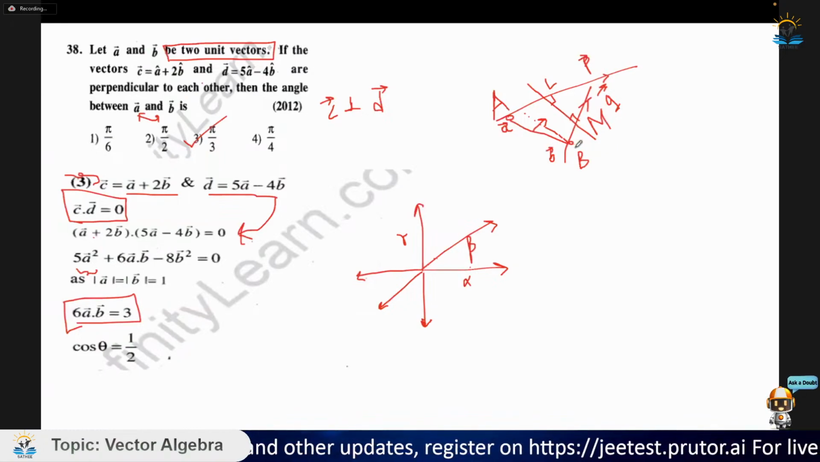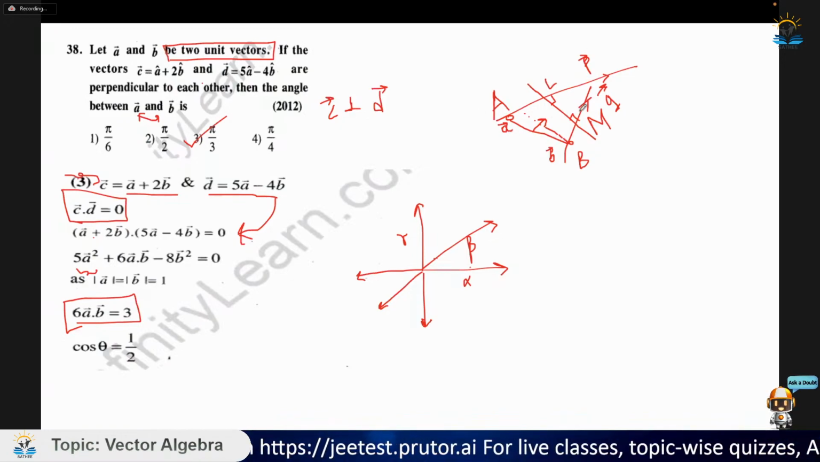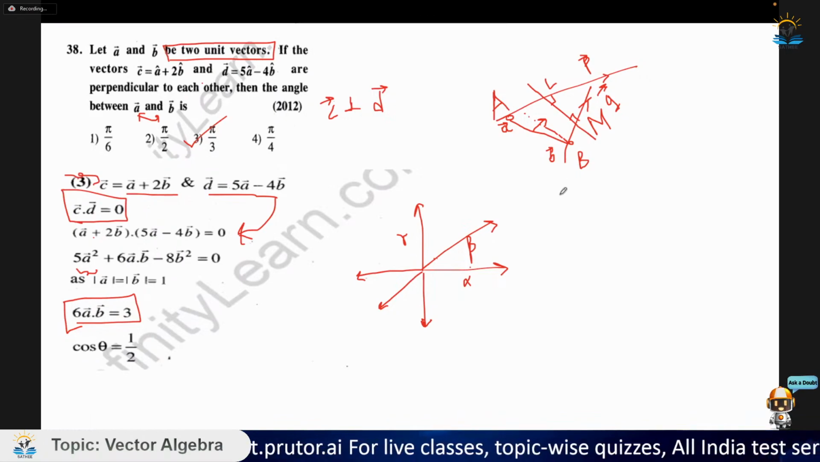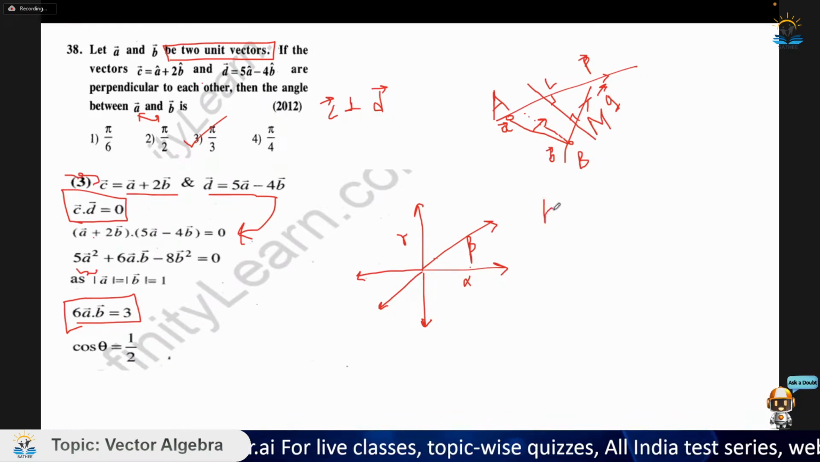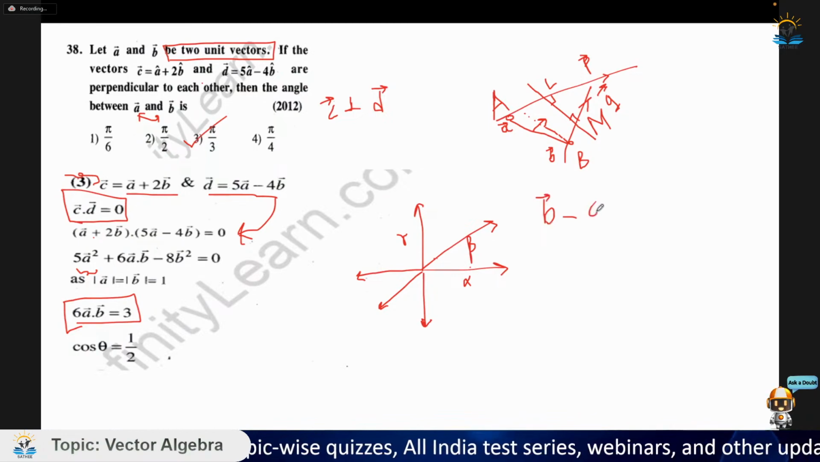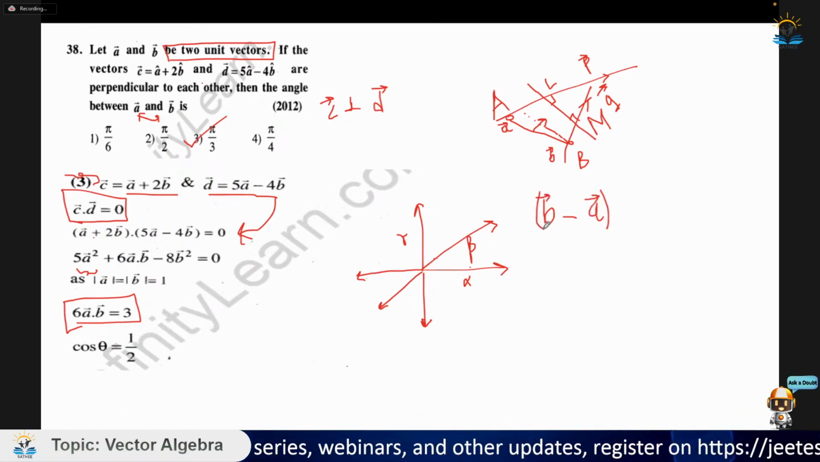Okay, we have to find the value of lm. So how will we calculate lm? I said we will take the projection of ab on lm. First, ab vector is b vector minus a vector. You have to remember this key: ab vector is not a vector minus b vector, it is b vector minus a vector.